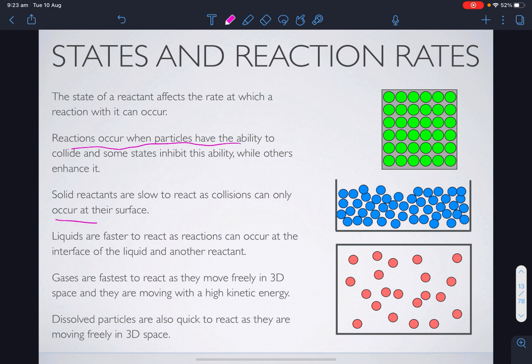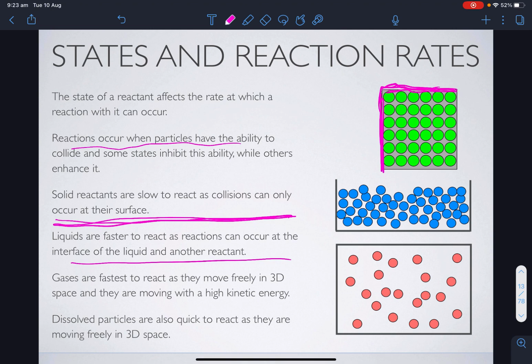So solid reactants are very slow because collisions can only happen on their surface. Our particle model, our particles of the solid are in a nice rigid pattern, so you can only get reactions happening if they're hitting the outside. Liquids are faster than solids because reactions can happen at the interface of a liquid, all around here as well. But the liquid can flow.